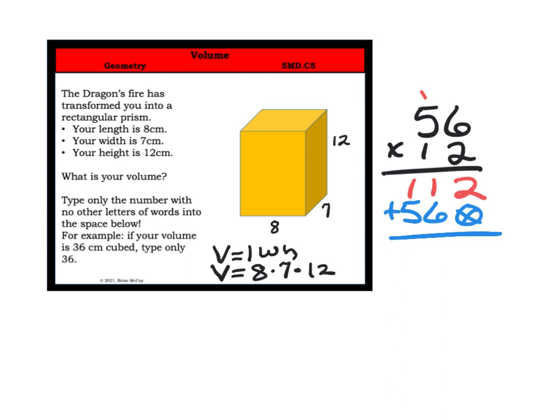And then all you have to do is add these two bad boys together. 2 plus nothing is going to give you a 2. 1 and 6 is going to give you a 7. And 1 plus 5 is going to give you a 6. And right there is your answer, 672.